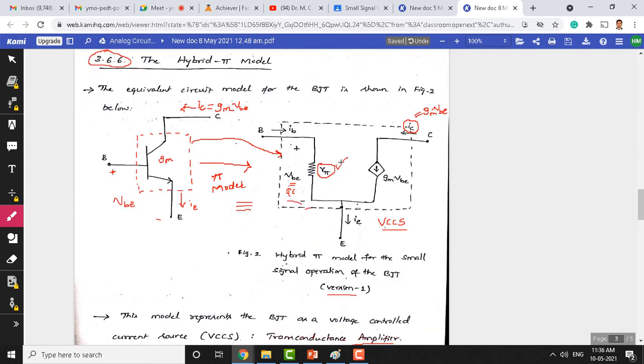I hope you are clear with this hybrid pi model, how we have arrived at it from the actual BJT. By studying the details of this BJT, designers have come up with this kind of model, and this model has got only two elements. One is the resistance, the other one is the current source. This is going to be the simplest model among the available models of a BJT. There are quite complex models also.